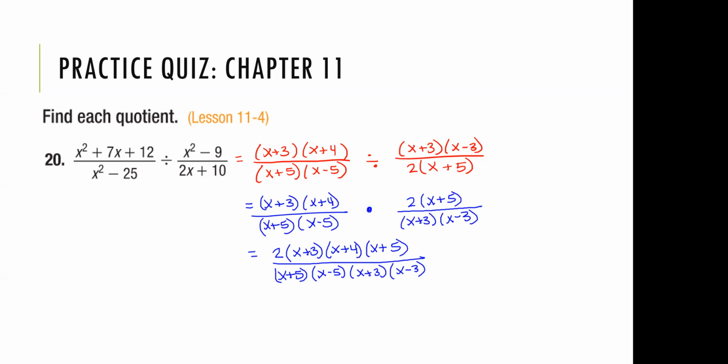Then I see if I can simplify anything. I've got an x plus 5 in both my numerator and denominator. I've got an x plus 3 in both my numerator and my denominator. And that's it. So I write down what I have left, 2 times x plus 4 in my numerator. And then in my denominator, I have x minus 5 times x minus 3. And that would be my final answer.